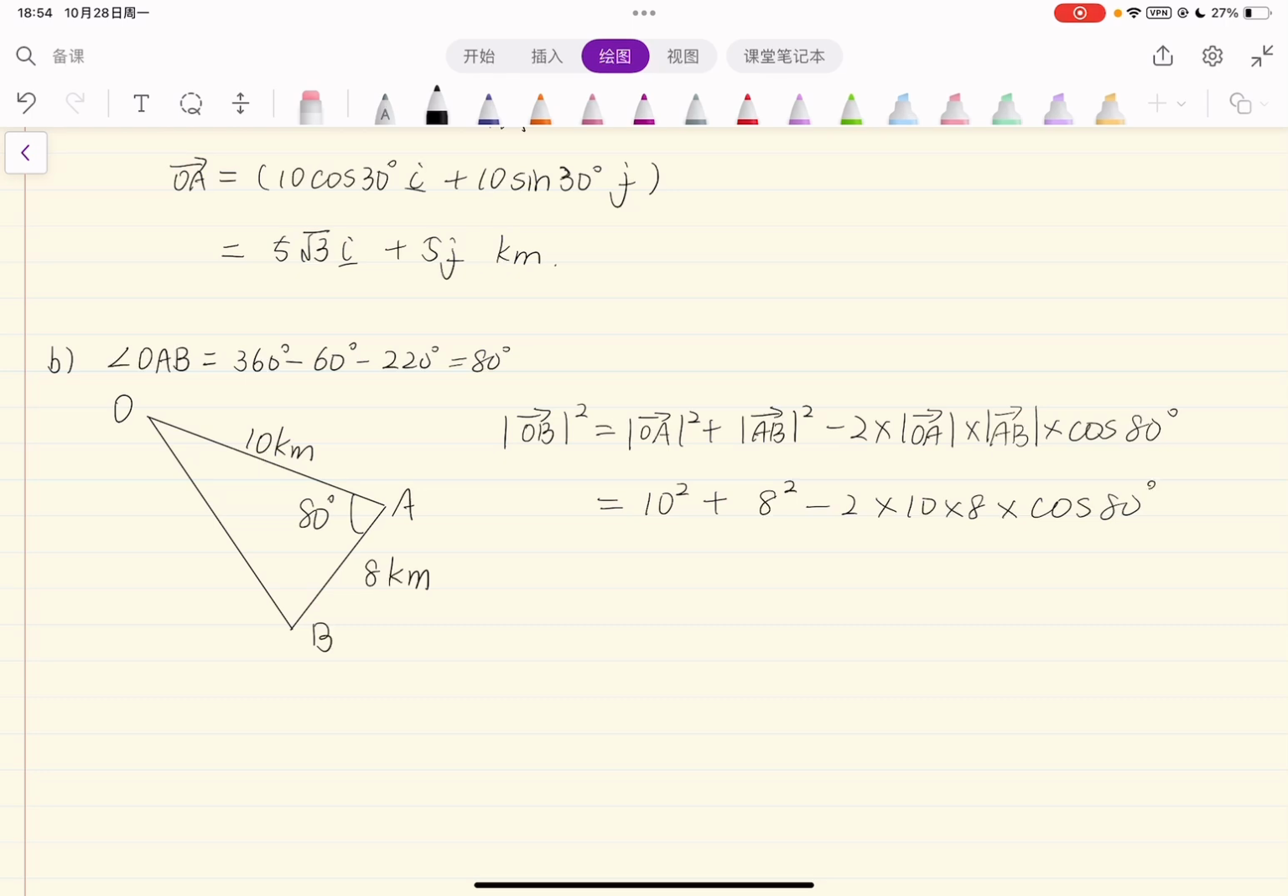In this case, the magnitude of OB equals the square root of that, which equals 11.7 kilometers to 3 significant figures by using the calculator. So we have the answer of that.